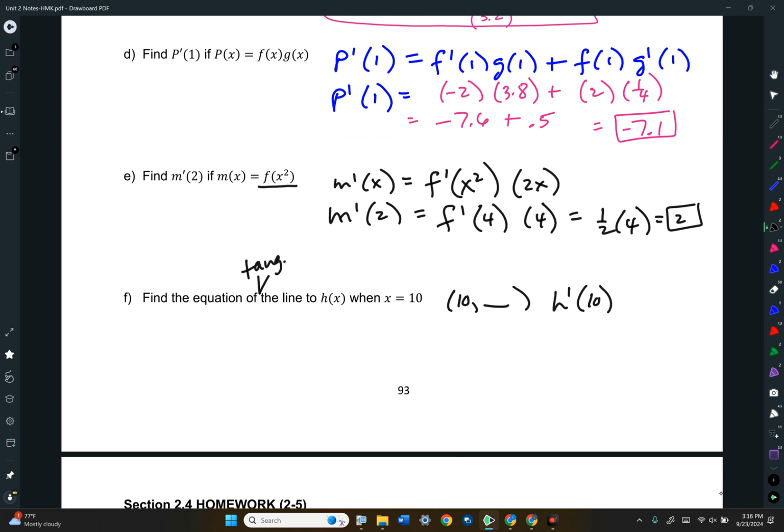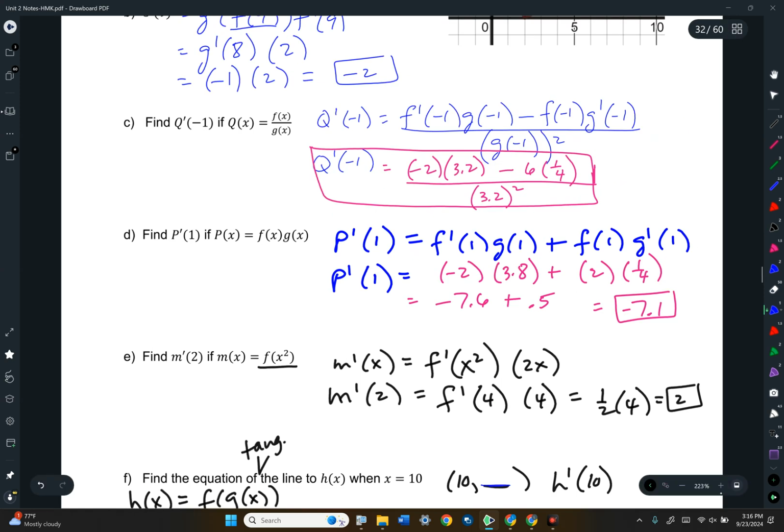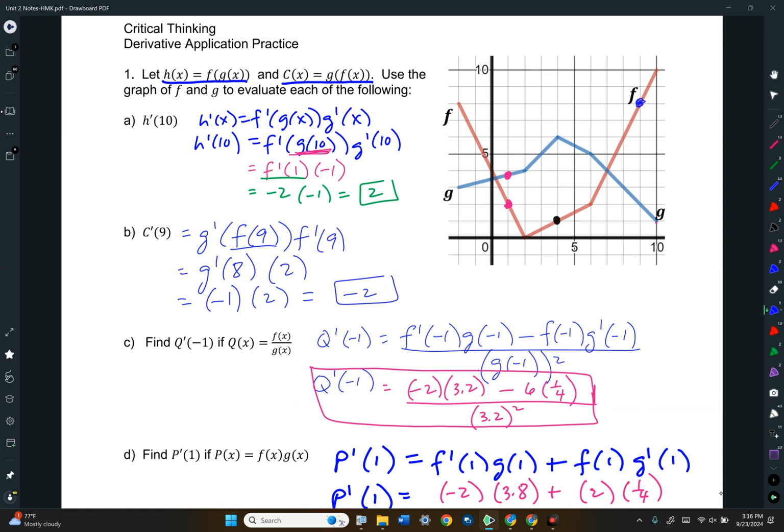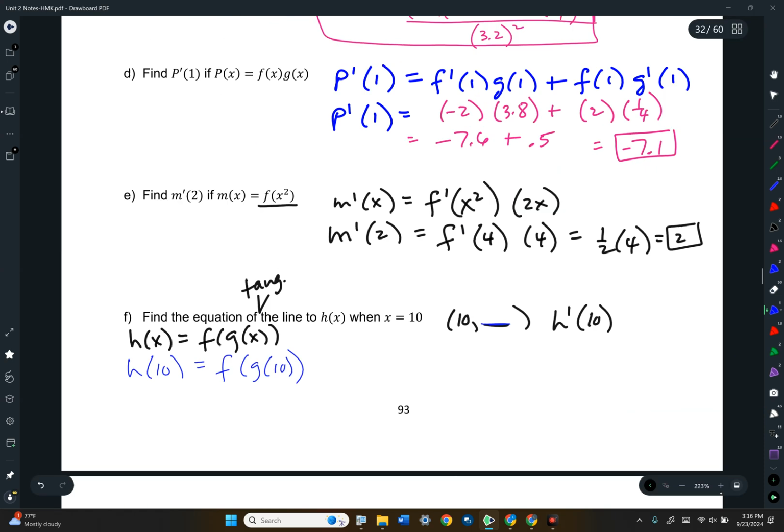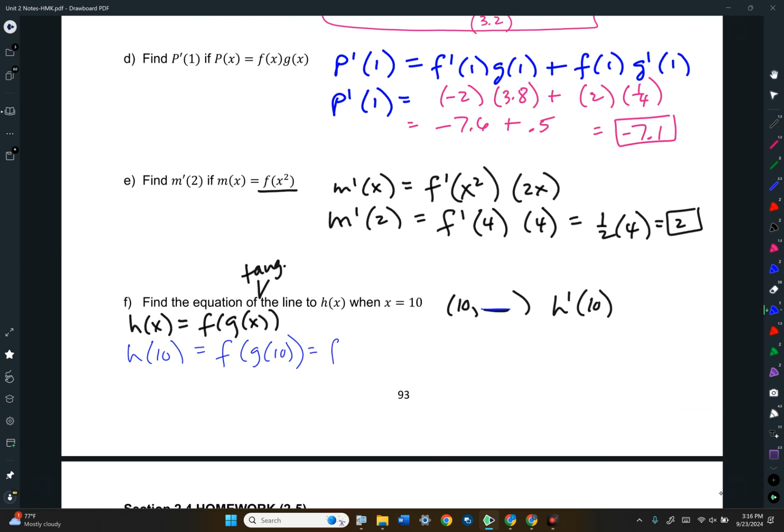Okay? Well, remember up above, they told me that h of x is f of g, right? They told me that up in the original directions. So if I need to find this y coordinate right here, that means I need to find out what is h of 10. Well, wouldn't it be f of g of 10? Well, what is g of 10? Go up there. g of 10 is 1. So really this is like saying f of 1, right? Because we just said g of 10 is 1.